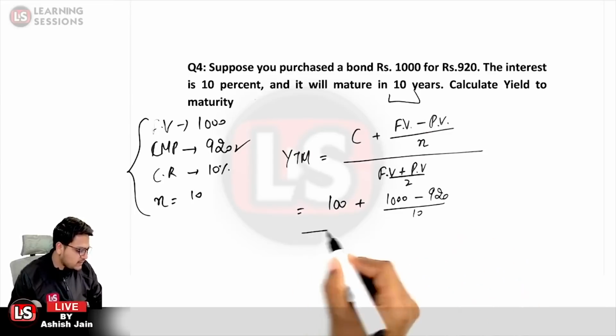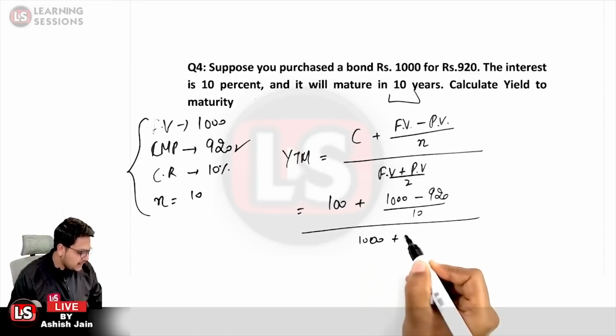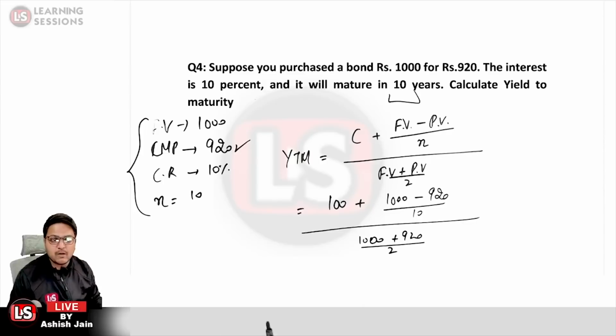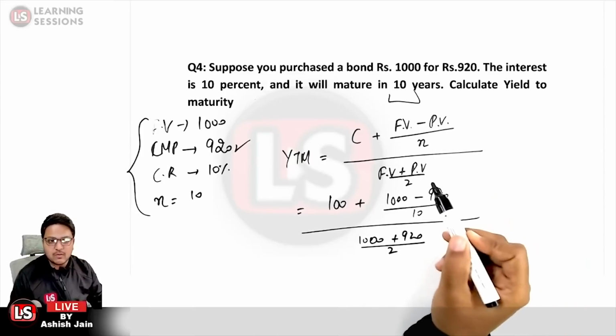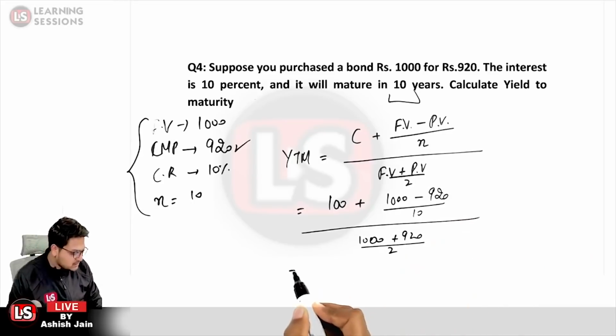So that is basically 10 over here divided by face value again 1000 plus 920 divided by 2. You just keep one thing in mind, that in the numerator we have the N, but in the denominator we have the 2 over here. That is what you need to calculate. Okay, so over here I'm just solving it out.